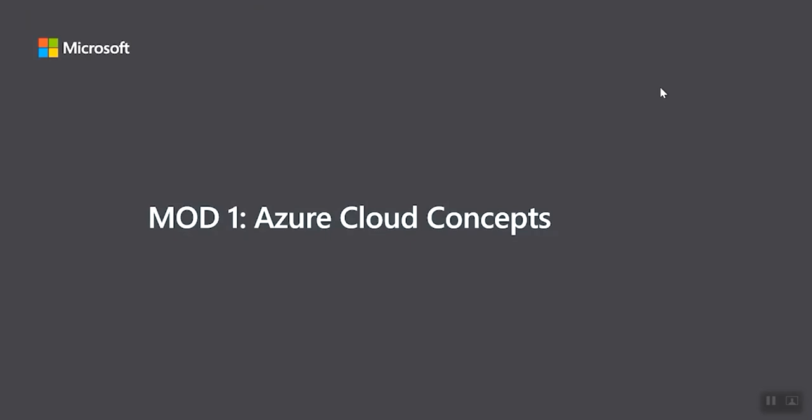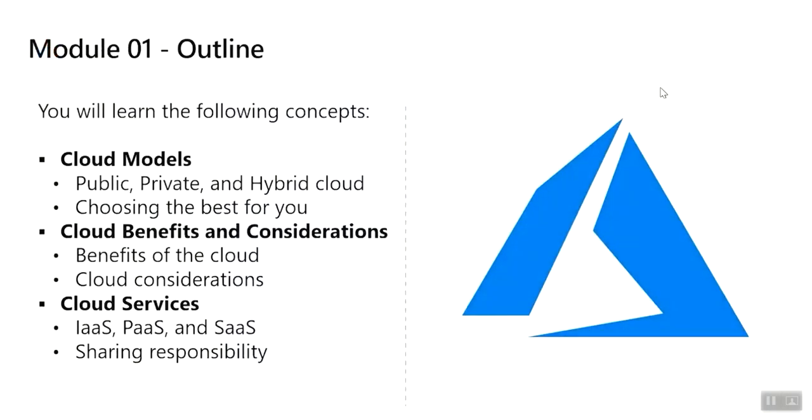Let's begin with Module 1, Azure Cloud Concepts. In Module 1, we'll look at cloud models, including public, private, and hybrid cloud. We're going to look at cloud benefits and considerations and look at why customers are moving to the cloud. And then we're also going to look at cloud services and a term called shared responsibility.